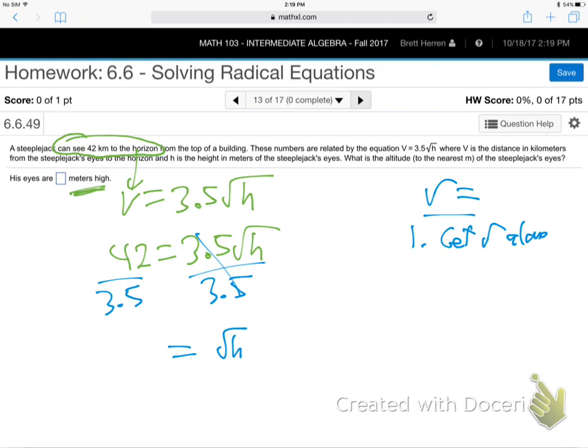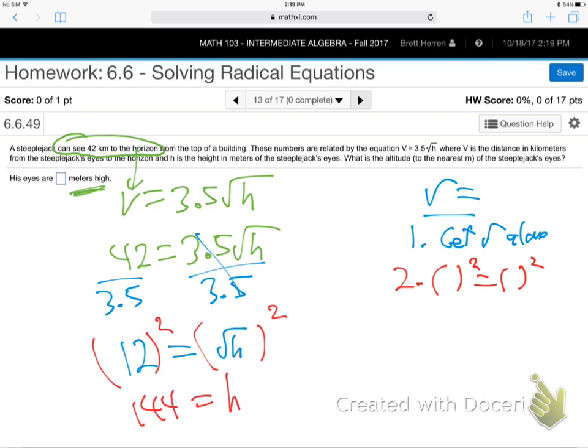10, 11, 12, something like that. 12 straight? Oh, yeah, it is. Okay, and then what do I do now? Square both sides, 2 power. So h is 144. 144 what? It's h, so that's meters high. So that steeplejack must be 144 meters high, whatever a steeplejack is.